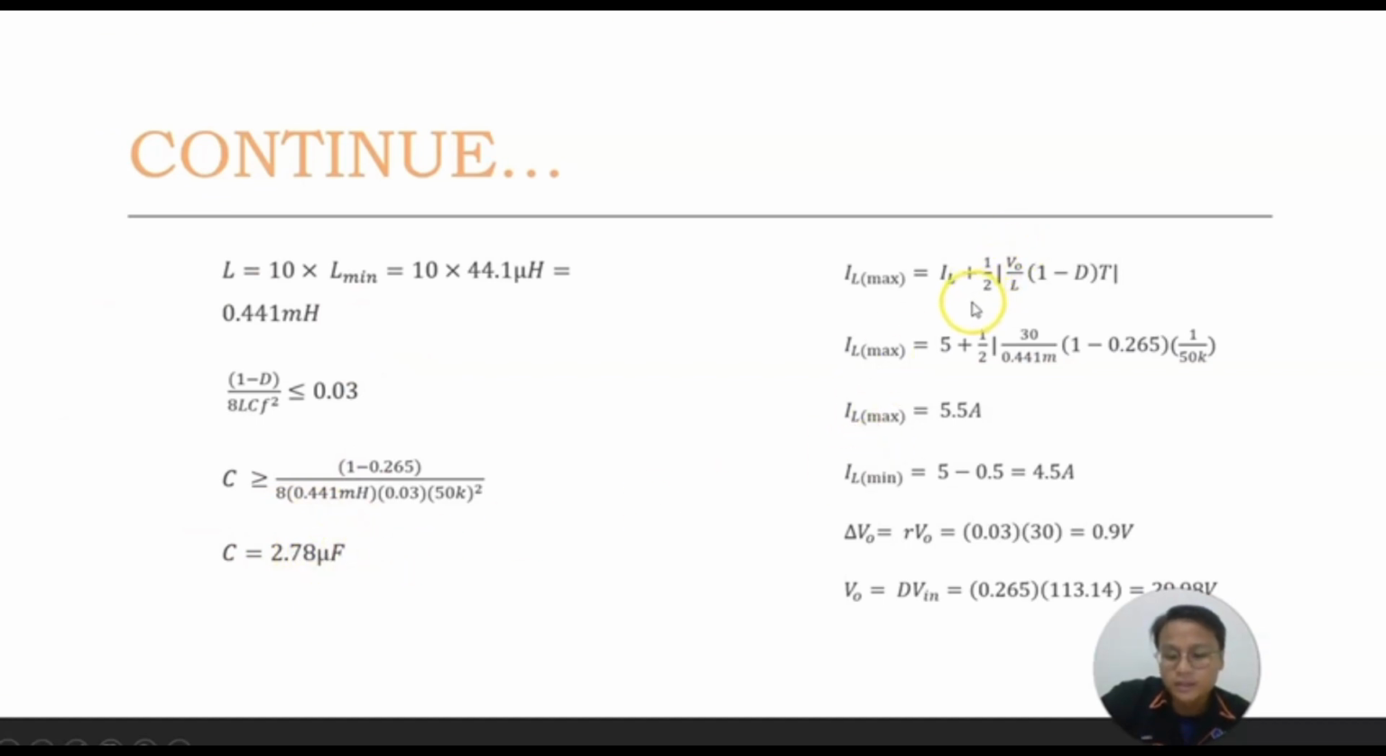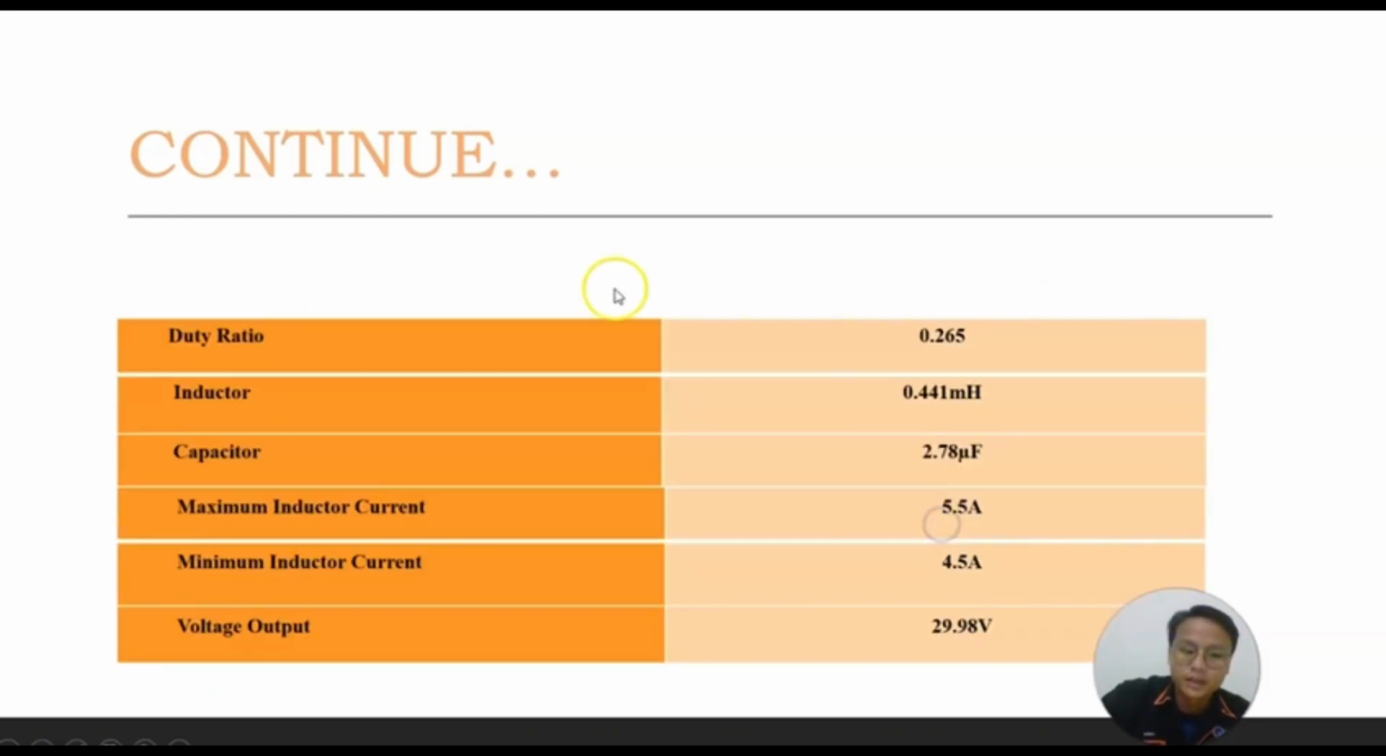And then after that, we must find the maximum inductor current. Based on the equation, we found the maximum inductor current is 5.5. And the minimum inductor current is equal to 5 minus 0.5, so we got 4.5 ampere. After that, we found the output voltage for our circuit is 29.98, by the equation duty ratio times input voltage. This is the list of the values that I have found based on the calculation: the duty ratio, inductor, capacitor, maximum inductor current, minimum inductor current, and output voltage.